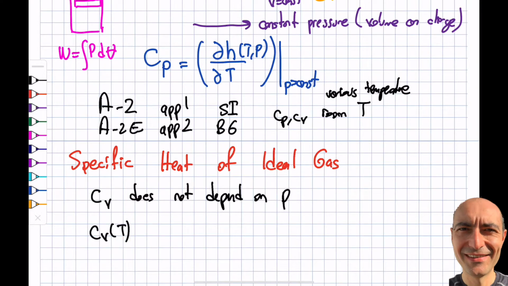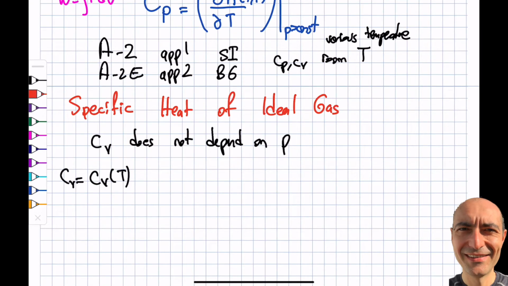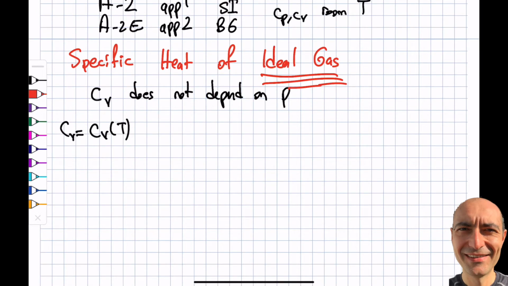Obviously Cv is a property too. This is equal to Cv, Cv is equal to Cv(T). Let me highlight that this is really, really important. Make sure you know the title of this segment: Cv(T) is only for ideal gas. I see this often.